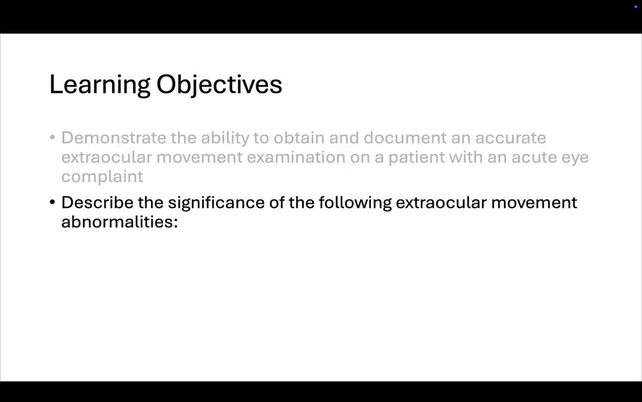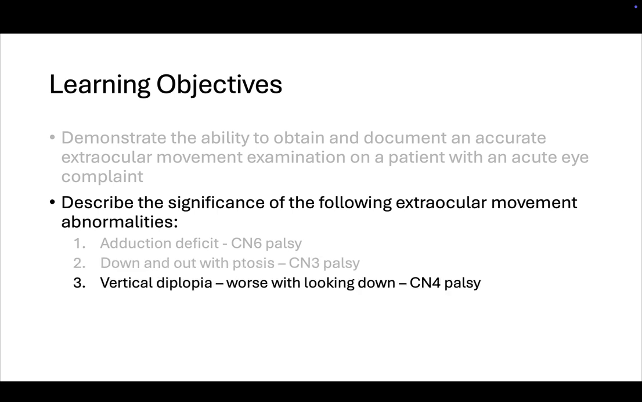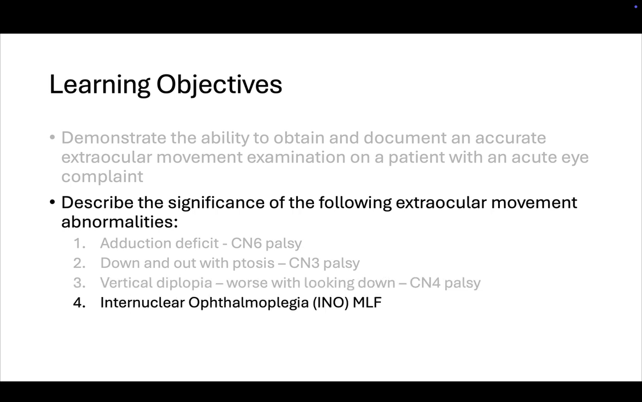You will also be able to describe the significance of the following extraocular movement abnormalities: an abduction deficit secondary to a cranial nerve 6 palsy, looking down and out with ptosis due to a cranial nerve 3 palsy, vertical diplopia, which worsens when looking down due to a cranial nerve 4 palsy, and internuclear ophthalmoplegia, entrapment of the inferior rectus muscle.